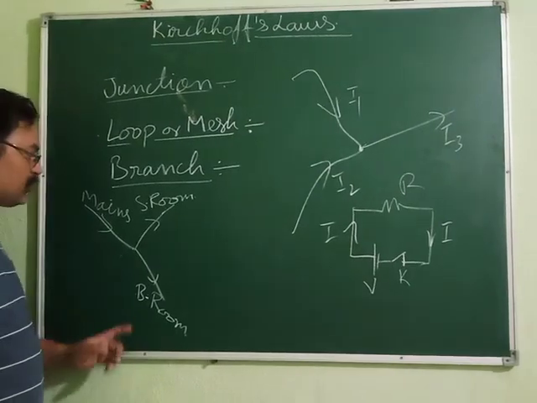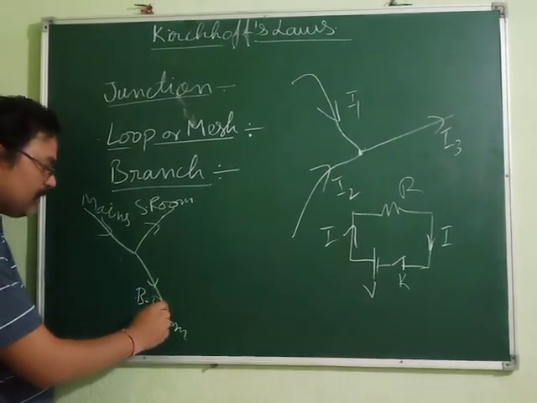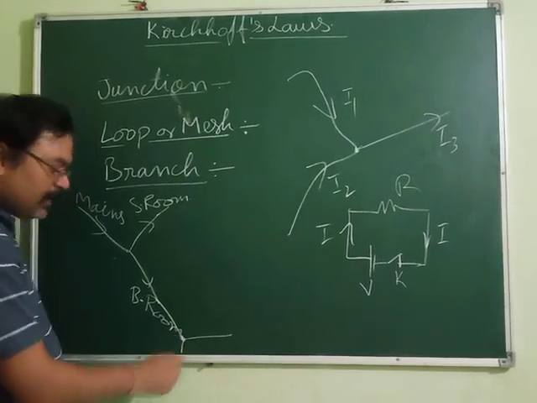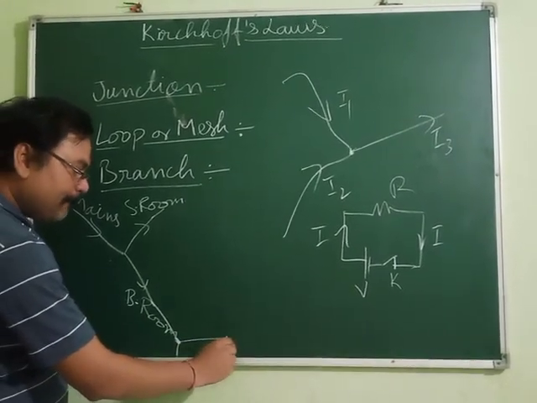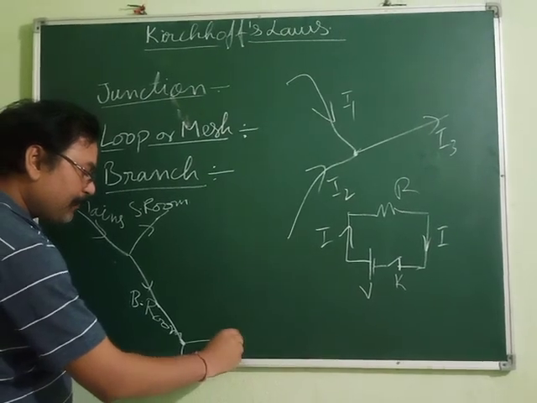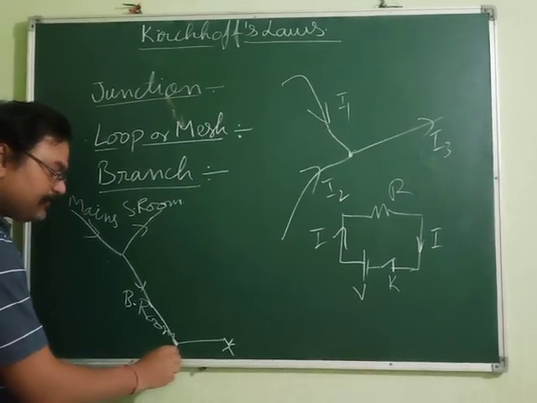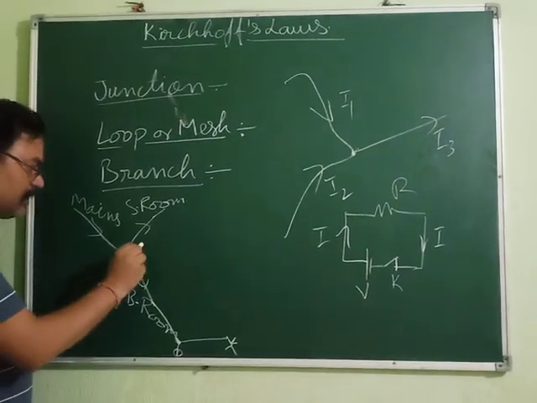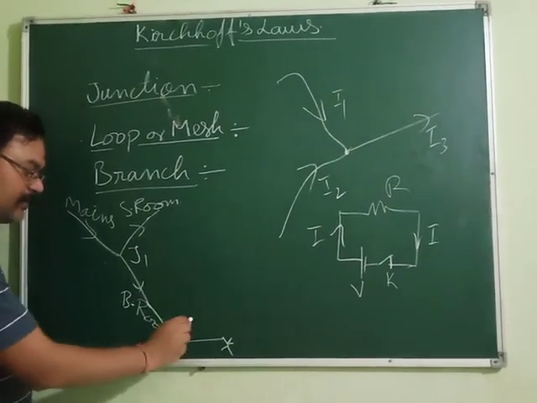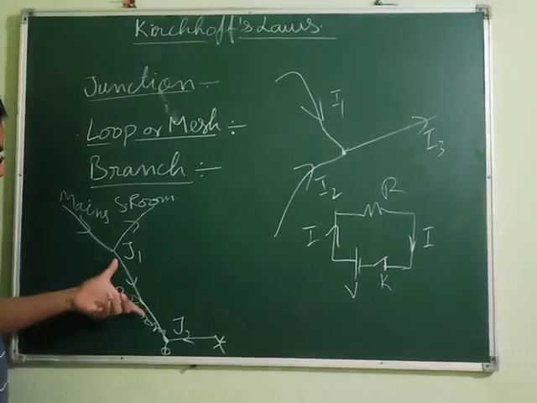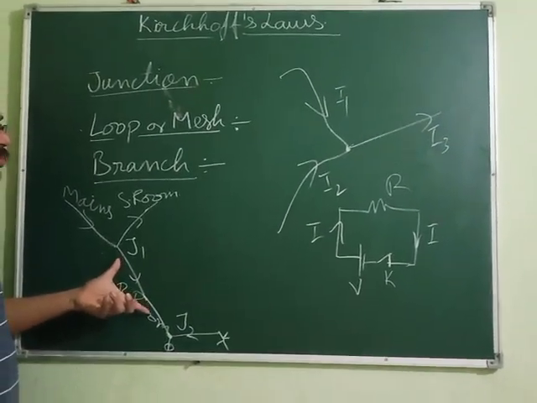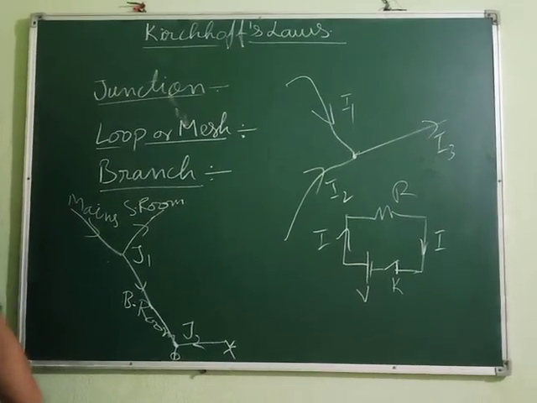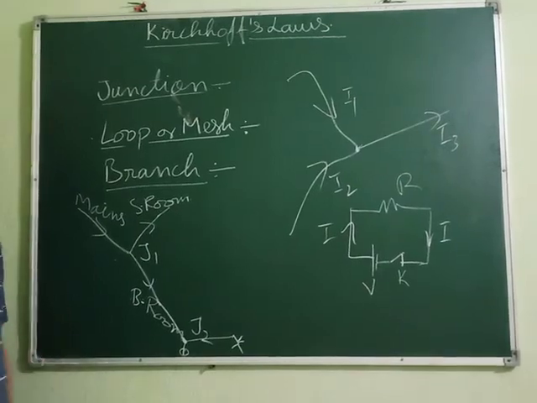Now see, as this wire reaches the bedroom, what happens? Again it is divided into two wires. Why? One is going for the fan, and another is going for the light. Now see, there are two junctions you will find. There is one junction here, let us write J1. There is another junction J2. So the conductor between two junctions is called branch. The conductor between two junctions is called branch.